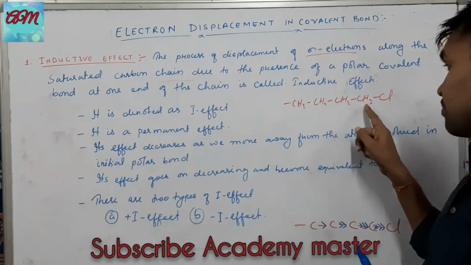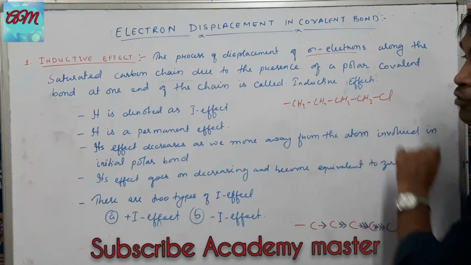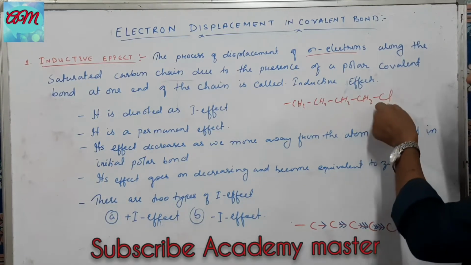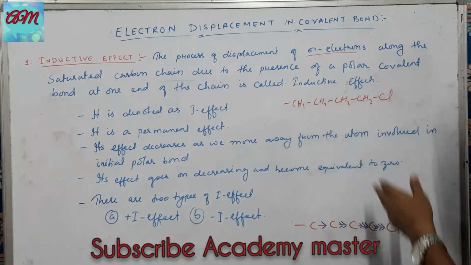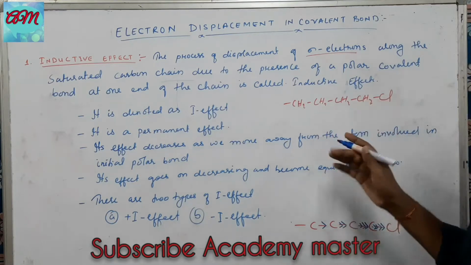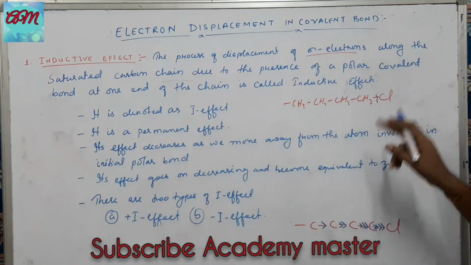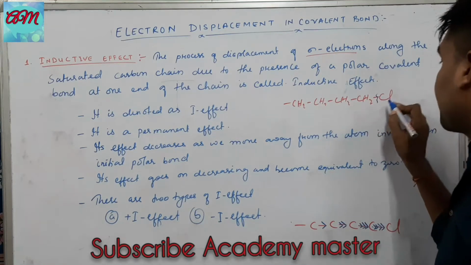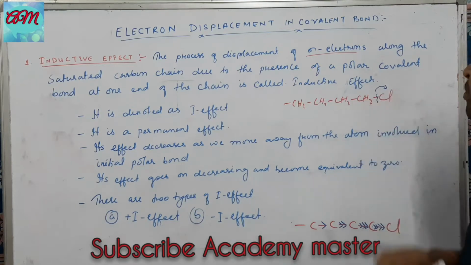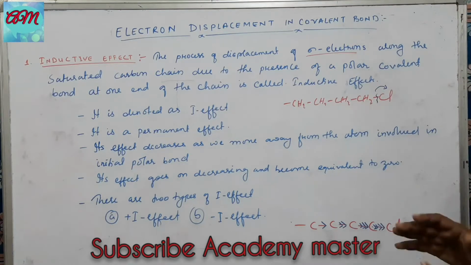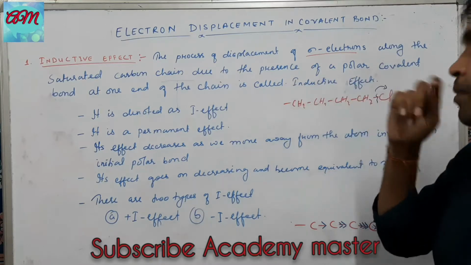But in the last bond, an electronegative element is present, chlorine, which is more electronegative than carbon. What will happen when the bond is broken? Listen very carefully, it's very easy. If one bond is broken, 2 electrons are released, and both electrons will be shifted towards chlorine, because chlorine is more electronegative than carbon. As a result, this bond is called a polar covalent bond.